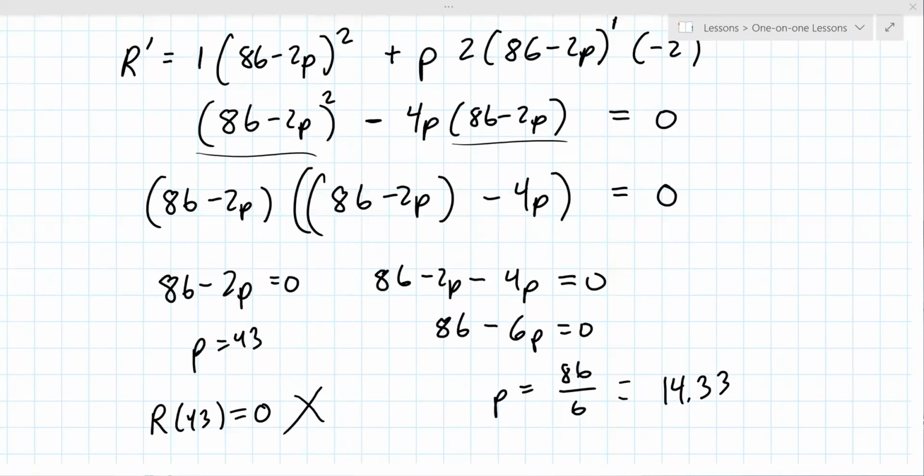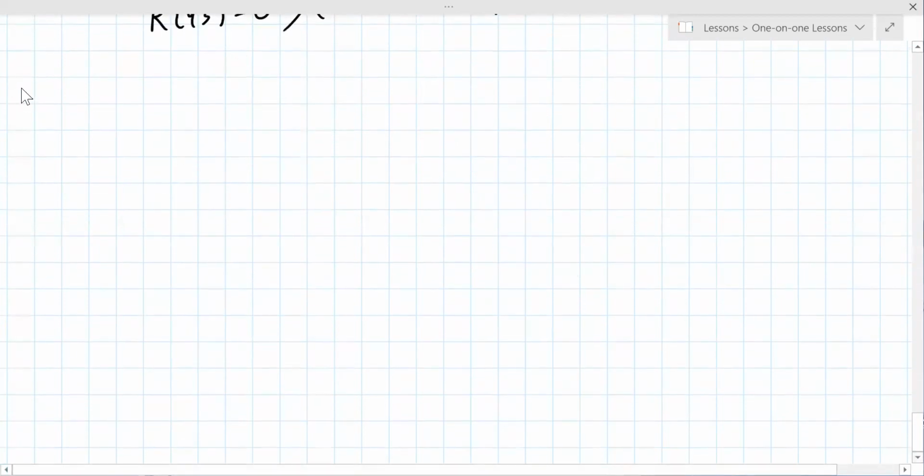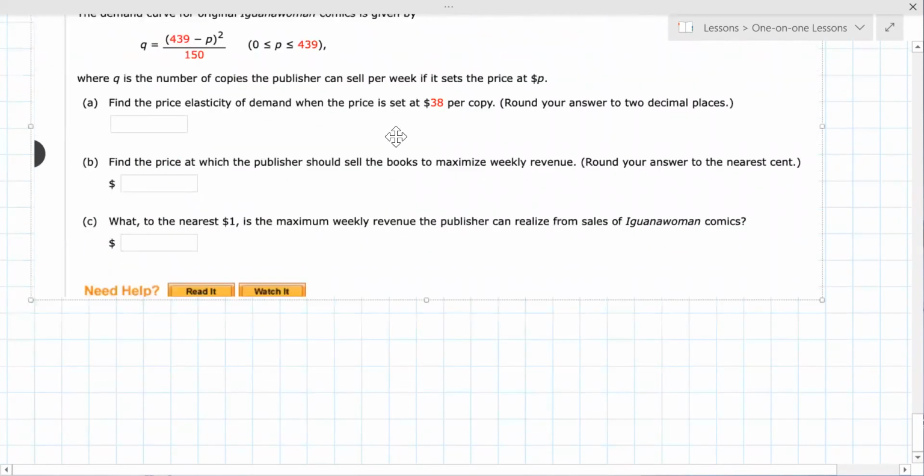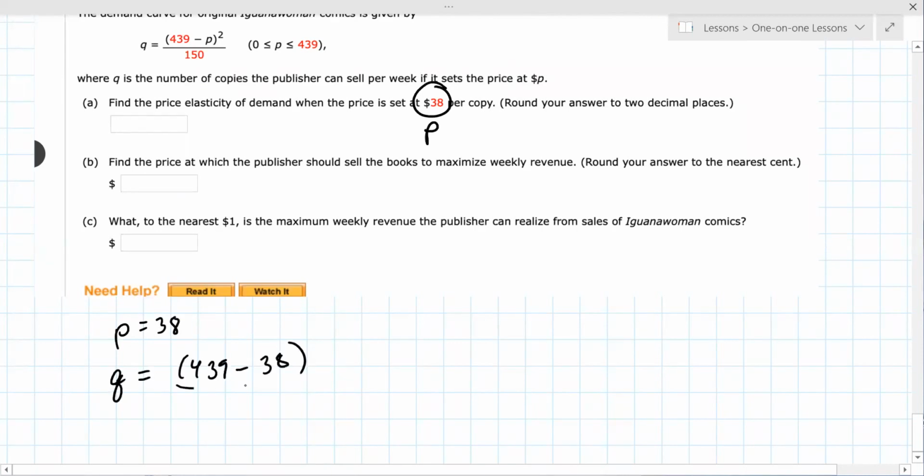This is exactly the same as the other ones, meaning we have to find the price elasticity of demand by using the formula. But here they just want a number, so that's nice. This is the price, that's P. You get Q from up here, and then we have to take a derivative. The price is 38. The quantity is 439 minus 38 over 150 squared. So we'll get that number. Then we have to take a derivative of this.